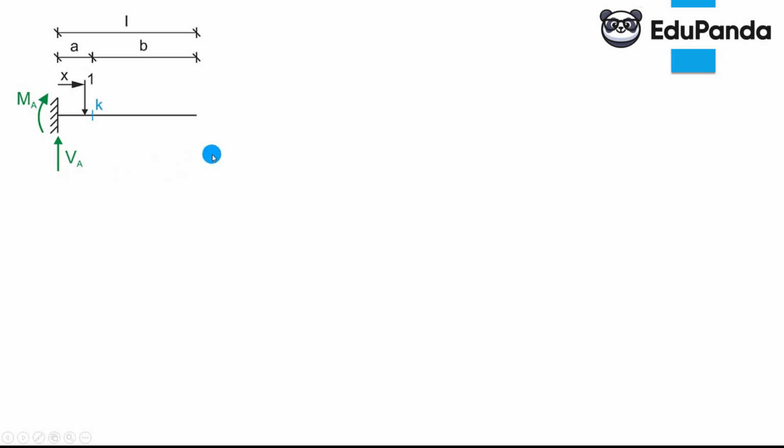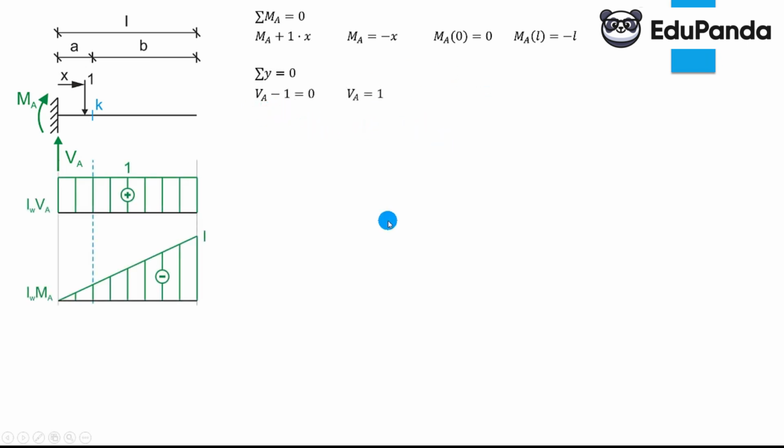But let's do it quickly, analytically as well. Here we will have plus 1 times x equals 0. So MA is minus x, for coordinate 0 is 0, for coordinate L is minus L. From the sum of projections on the y-axis, VA minus 1 is equal to 0, so VA is equal to 1, and this is how these influence lines look. This is simple. Now let's also do easy sectional forces.